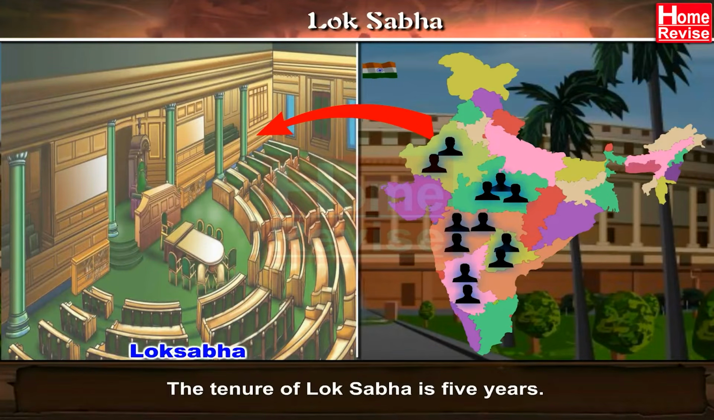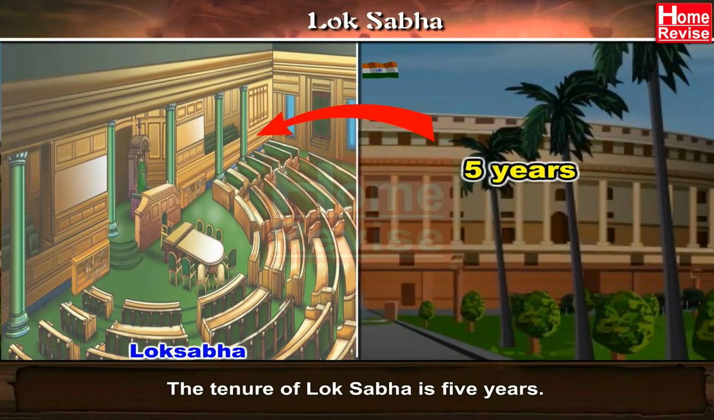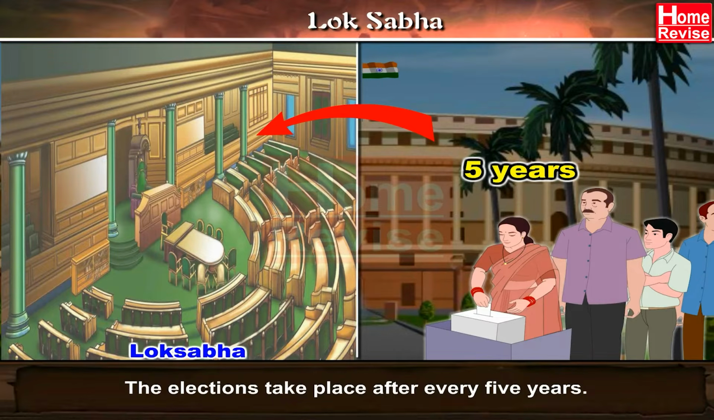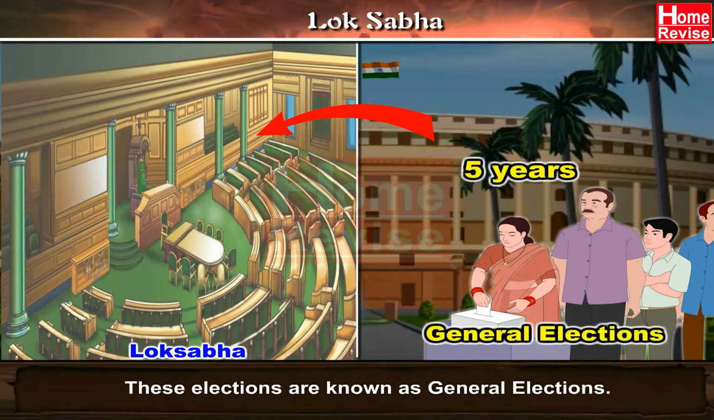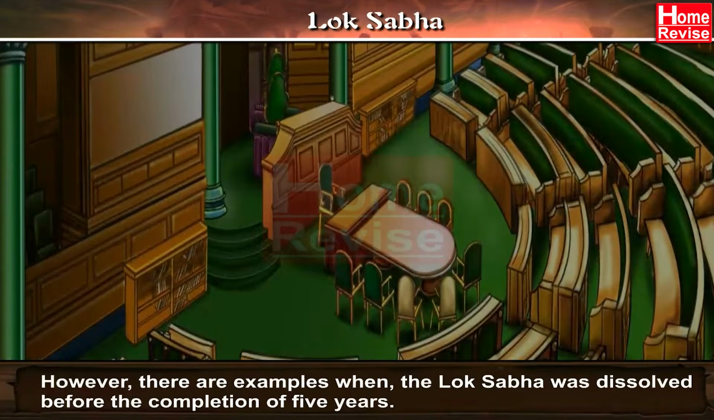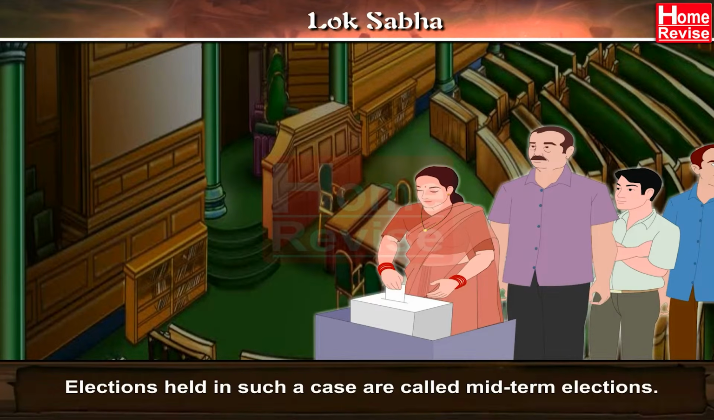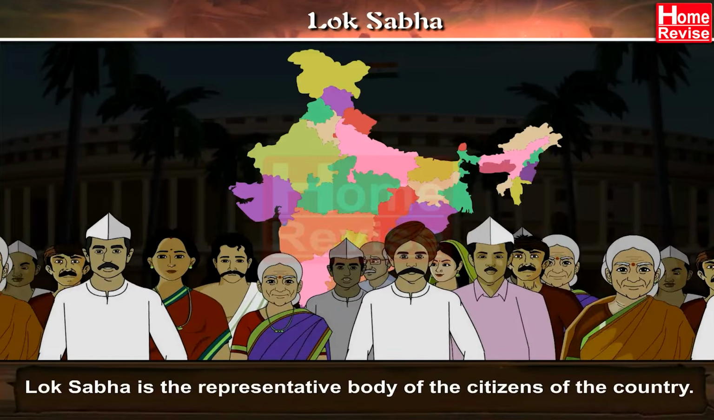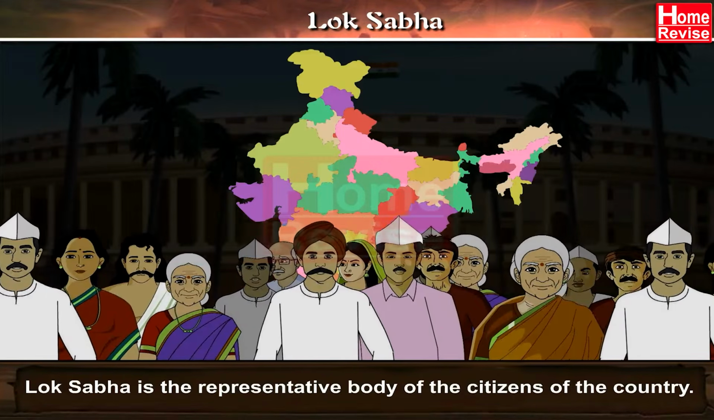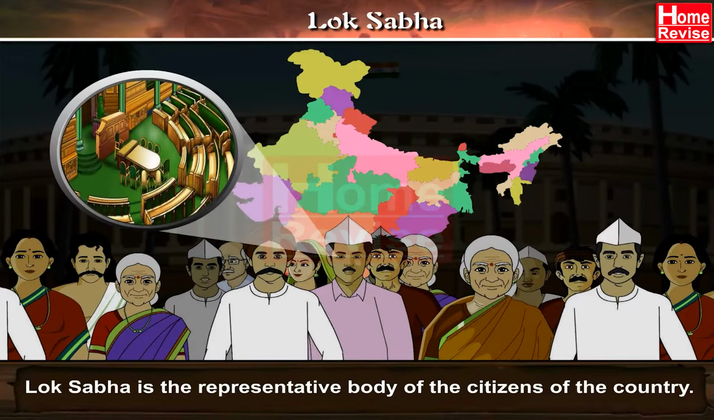The tenure of Lok Sabha is 5 years. The elections take place after every 5 years. These elections are known as general elections. However, there are examples when the Lok Sabha was dissolved before the completion of 5 years. Elections held in such a case are called mid-term elections. Lok Sabha is the representative body of the citizens of the country.